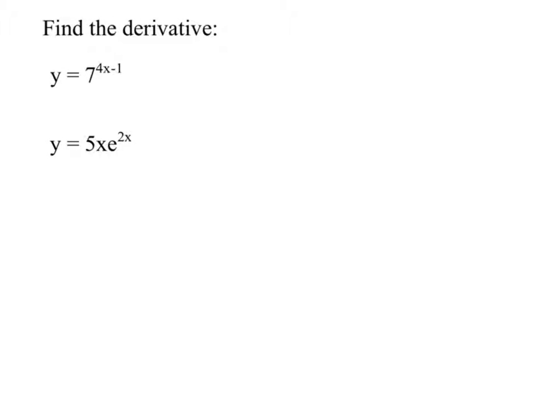I just want to wrap up a couple of loose ends with this chapter. We're talking about some more recent derivative rules and using a velocity graph. So first, finding the derivative. For an exponential function, let's just ignore for a second the fact that it's raised to the 4x minus 1. The derivative is going to be 7 raised to the same thing, 4x minus 1, and then we're going to multiply by the natural log of the base, which was 7.